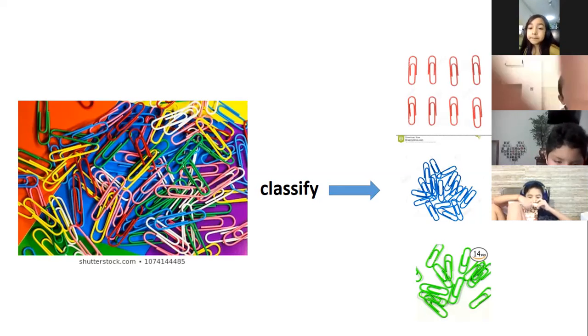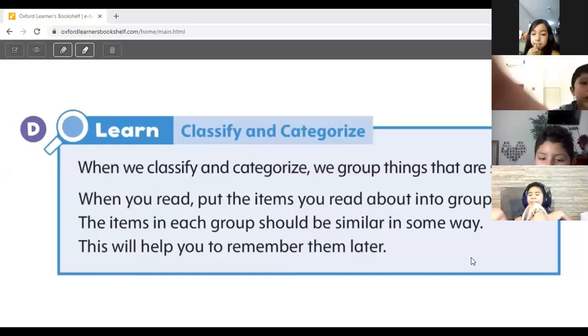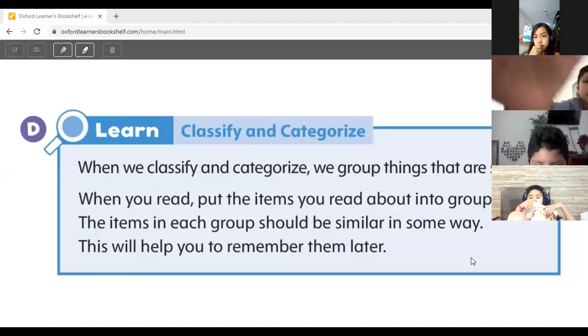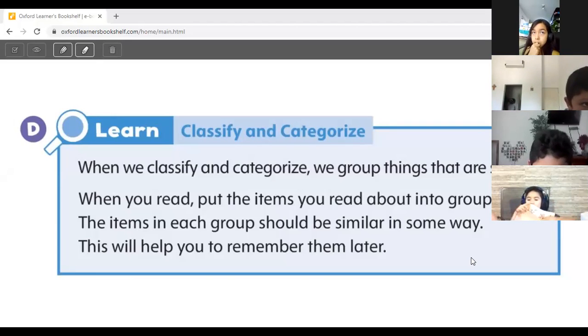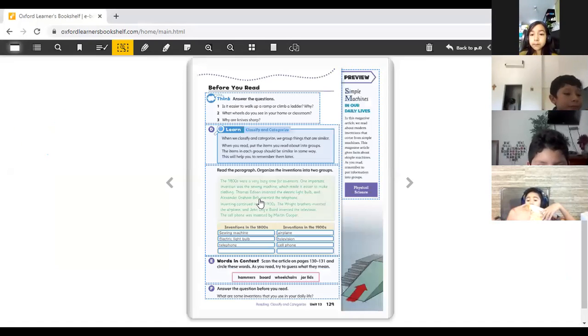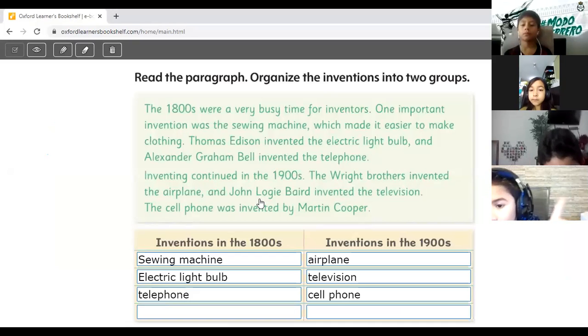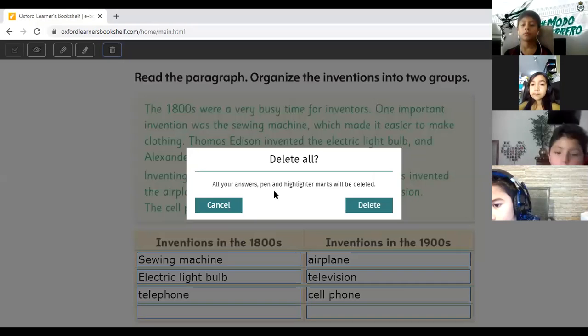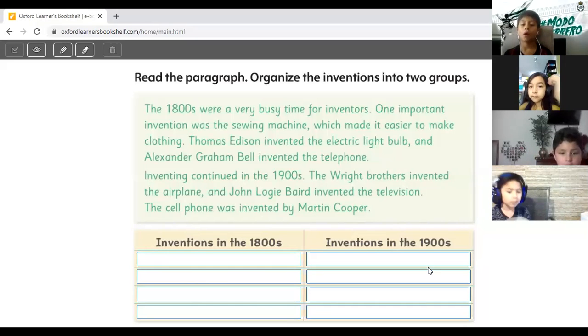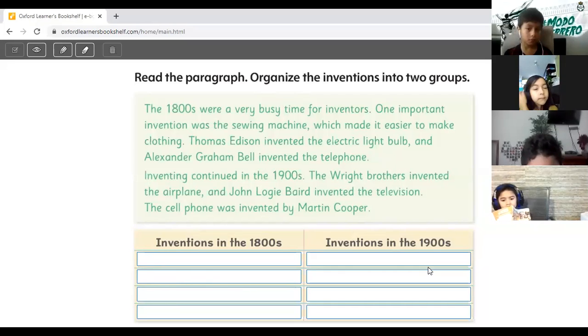So when you read, you do the same. Look, when you read, you do the same. You put the items you read into groups, but the items that you put into the groups should be similar in some ways. This will help you remember them later. So, we're gonna read a paragraph and then we're going to categorize the inventions in two groups, okay? You're going to categorize or classify the inventions in two groups.